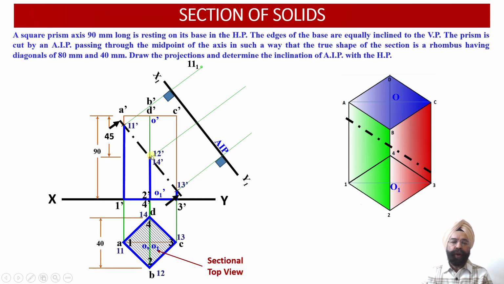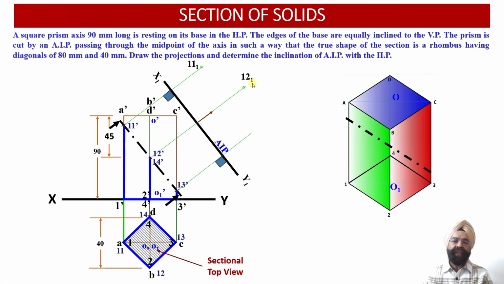Now corresponding to the point 12 dash onto this projector line, we are going to mark the same distance ahead of the plane over here. So this point which we are going to obtain by marking this distance, which is equal to the distance of point 12 from the XY reference line, we will be obtaining the point 12, 1 in the plan projection view.